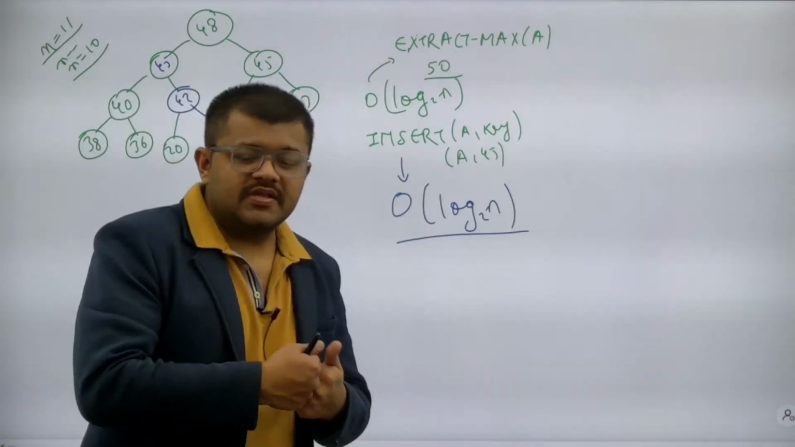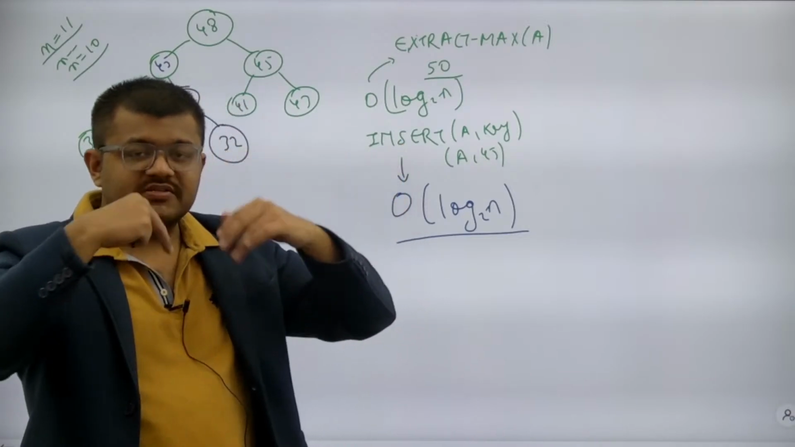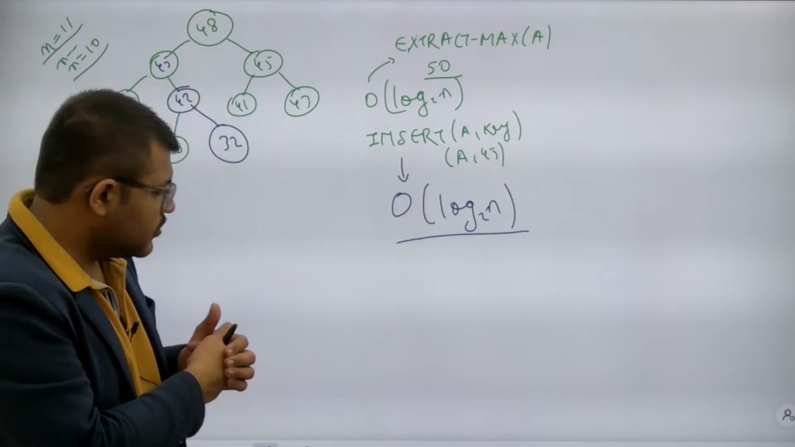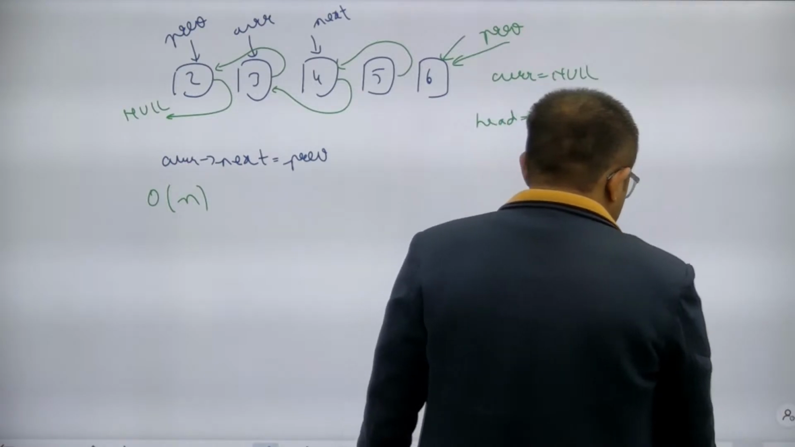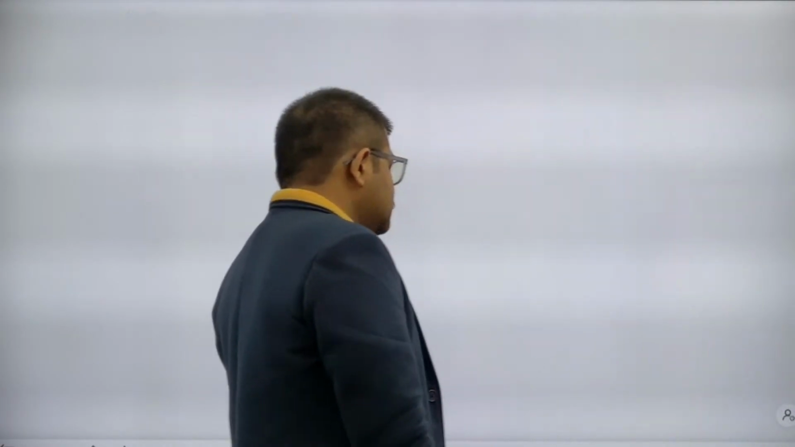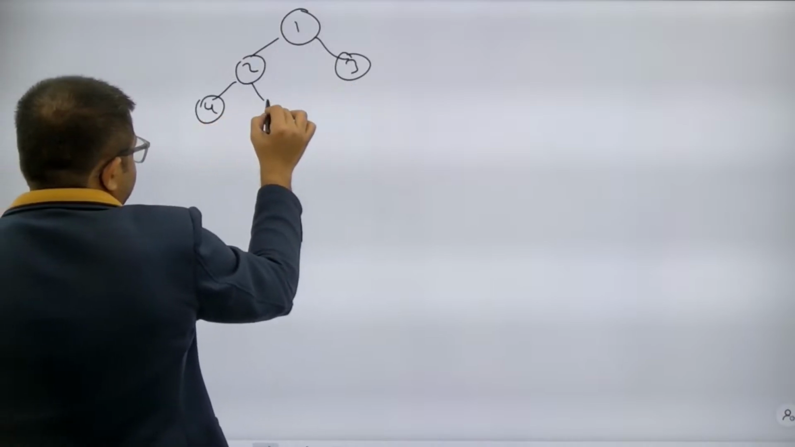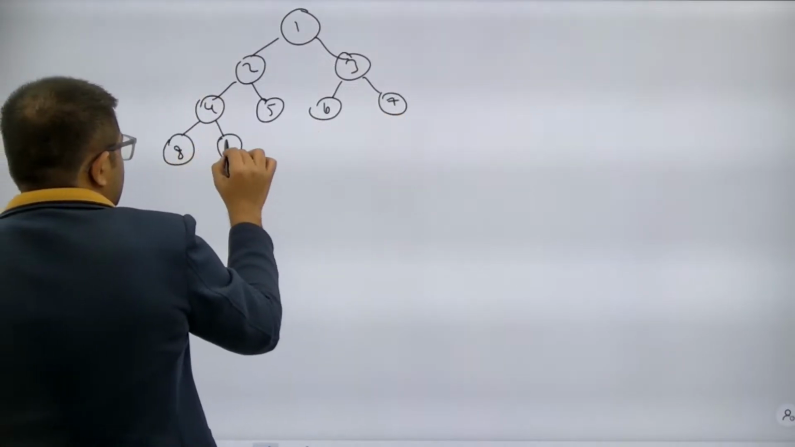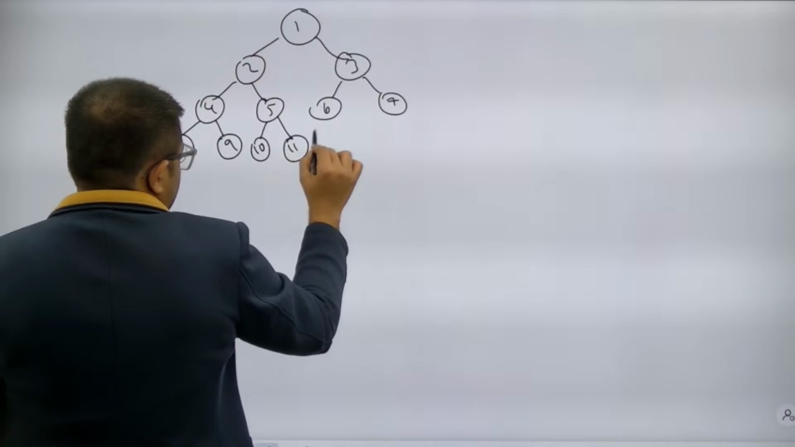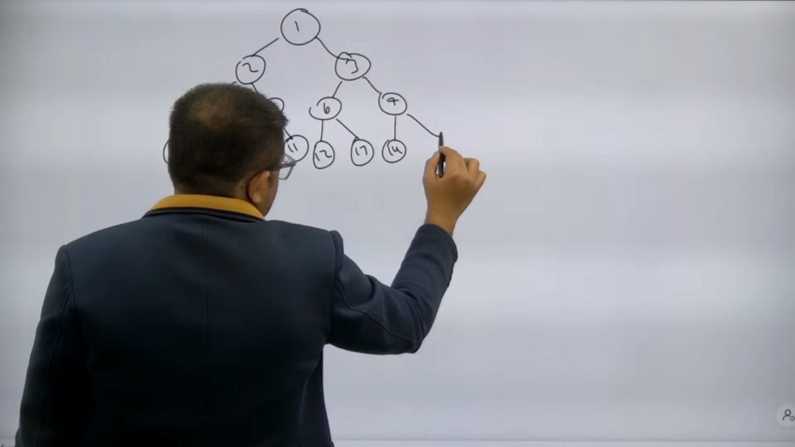This is a max heap. Now a min heap means the root node will have the smallest value, then larger values will be below that, then larger values below that, and so on. So what is the time complexity to find the maximum element in a min heap? Let us construct a min heap and you will get a better idea. This is a min heap.